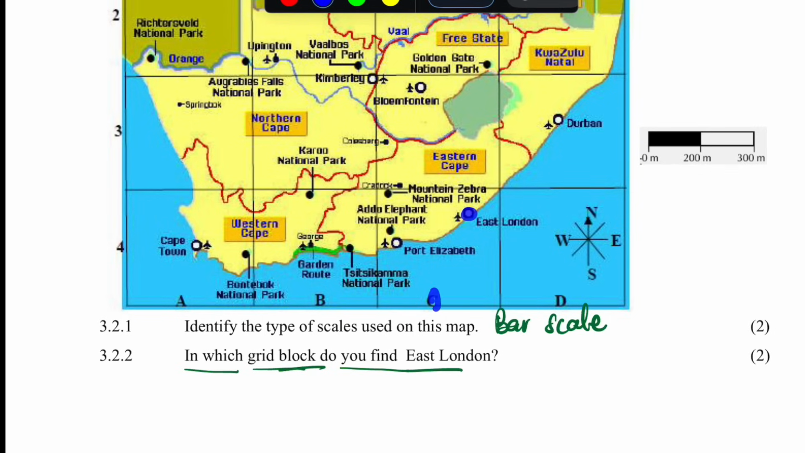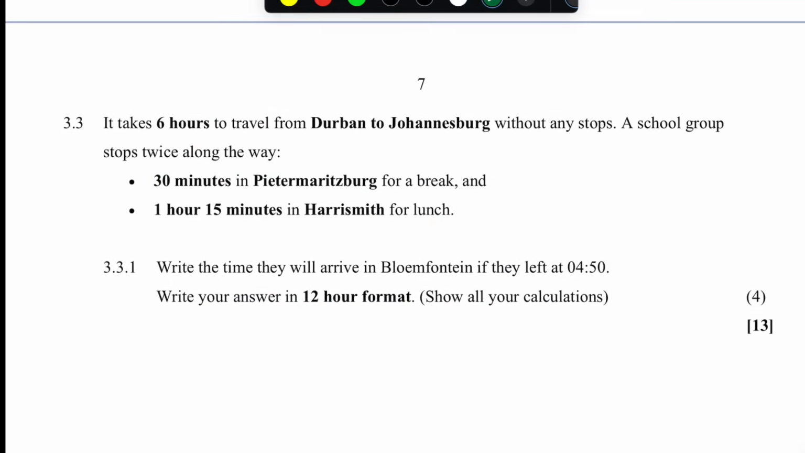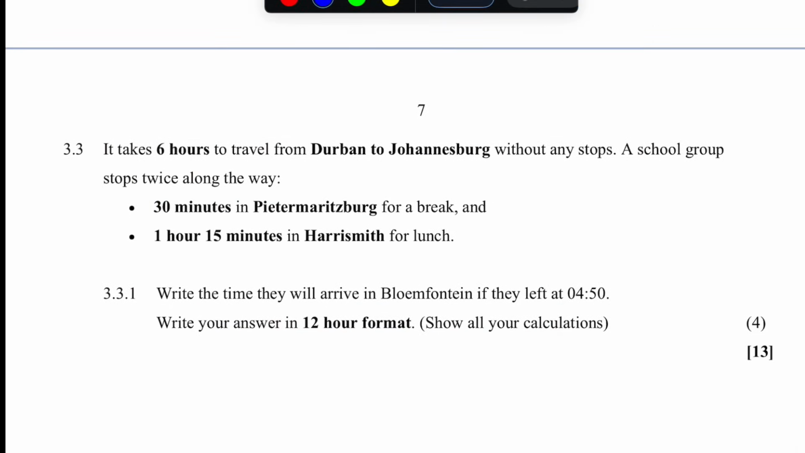It's where? It's in C, but C what? C4. So it's found in C4, the East London. Now 3.3, it says it takes 6 hours to travel from Durban to Johannesburg without stopping. So if you drive from Durban to Johannesburg without stopping, it will take 6 hours.